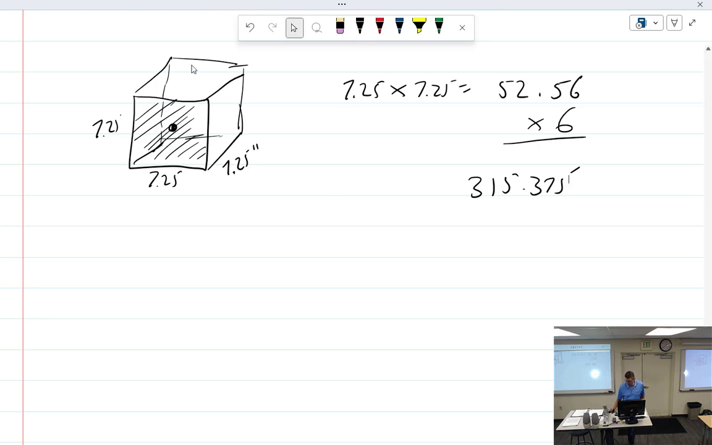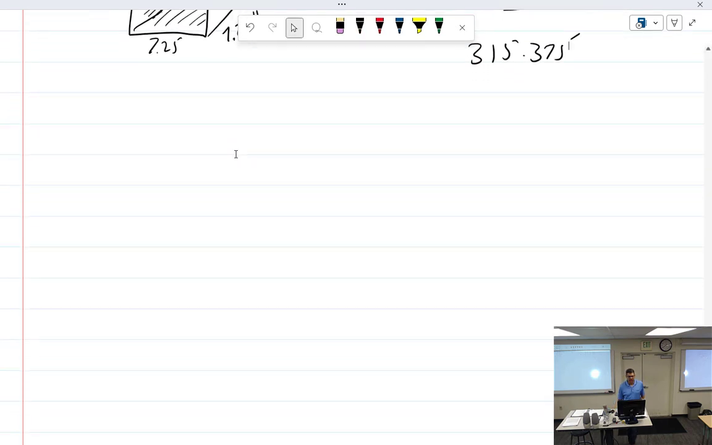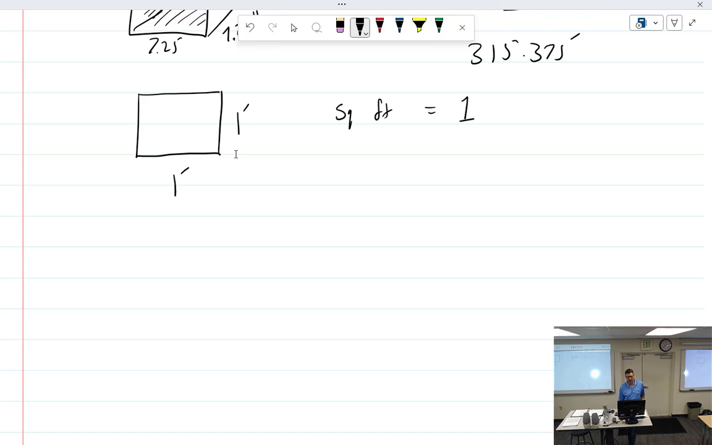But this brings up a good point right now. I don't have it in my notes. If I have a two-dimensional item, and this is 1 foot by 1 foot, how many square feet do I have? I have 1 square foot. How many square inches do I have? 144 square inches.